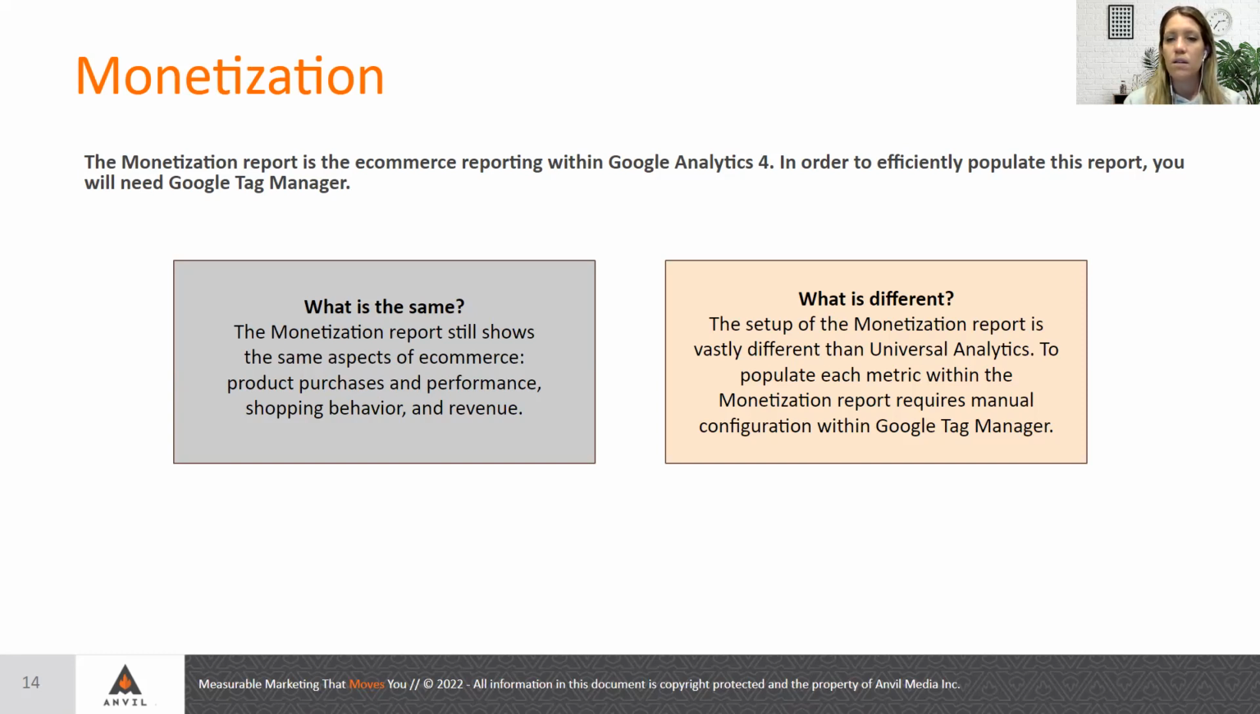So with Universal Analytics, it was really easy to implement what we called enhanced e-commerce. But these days with the monetization report, it really does require the configuration within Google Tag Manager. So we will get into that in just a moment, but that is really the main difference between Universal and GA4 in terms of the e-commerce reporting side of things.